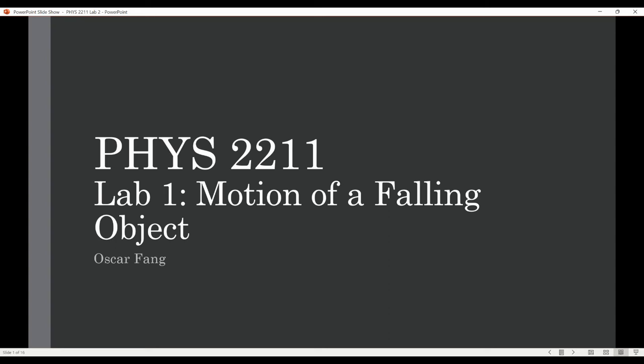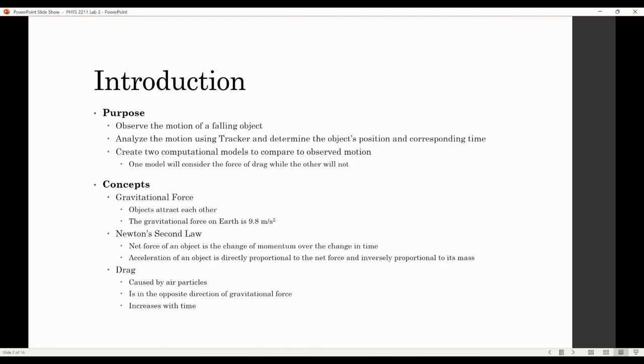In Lab 2 of Physics 2211, we focused on the motion of a falling object. The purpose of this lab is to observe the motion of a falling object and analyze it with Tracker to determine the object's position and corresponding time. We will then create two computational models, one that considers the force of drag on the object and one that does not. The computational models will provide predicted data that will then be compared to the observed data.